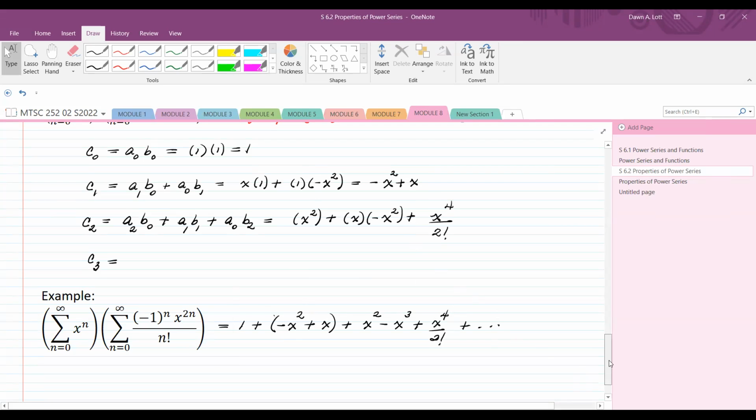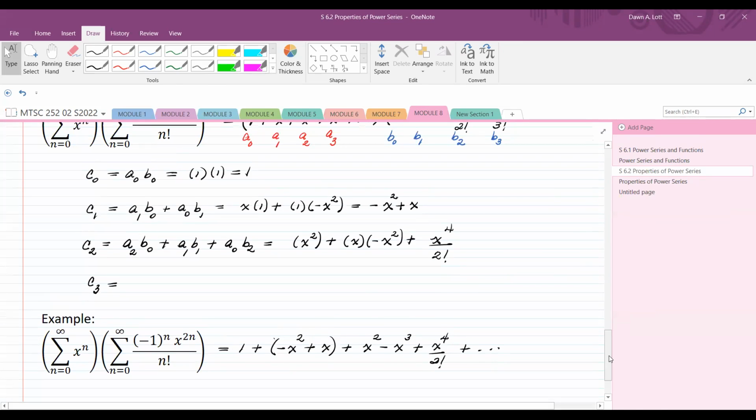You see what I did? I didn't even get to do C3, which would be A3 B naught plus A2 B1 plus A1 B2 plus A naught B3. So the next one has 4 terms. So the series to compute the product takes a long time.